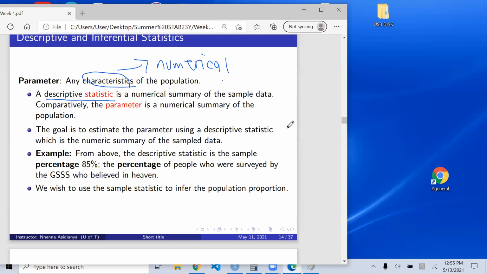Right. So in the example above with the people who believe in heaven, of course, the descriptive statistic is 85% believed in heaven. We're going to use that eventually because, as you guys noted, it's the process to make an inference of the population proportion who believe in heaven, because we don't know what it is. All we know is that among the sample, 85% believe, but we need to go further, and then we're going to use that statistic to make a guess at the population proportion who believe in heaven.